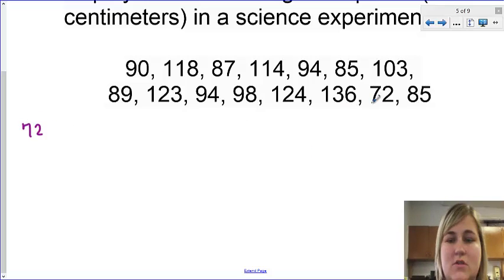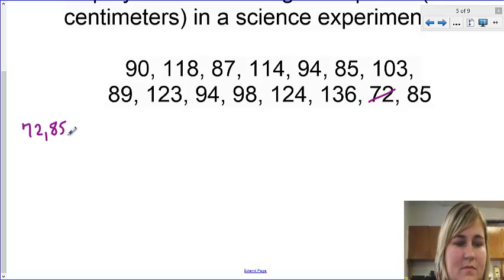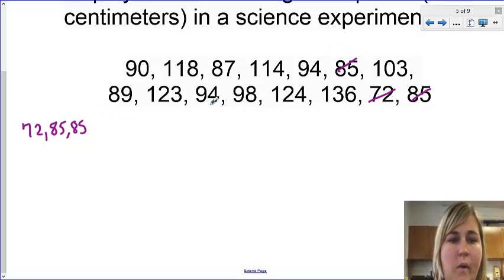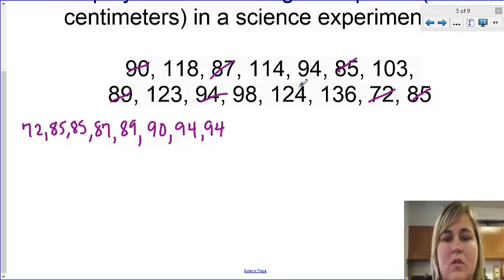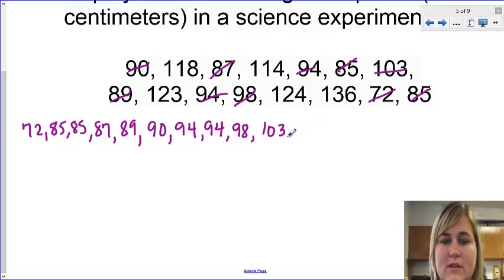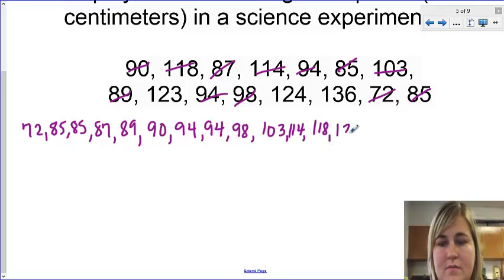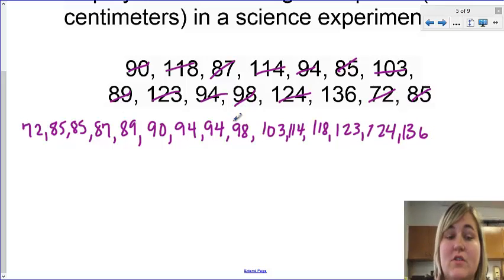So I have 72, then I have 85, 85, 87, 89, 90, then we have 94, 94, then we have 98, next we have 103, then we have 114, 118, 123, 124, and 136.